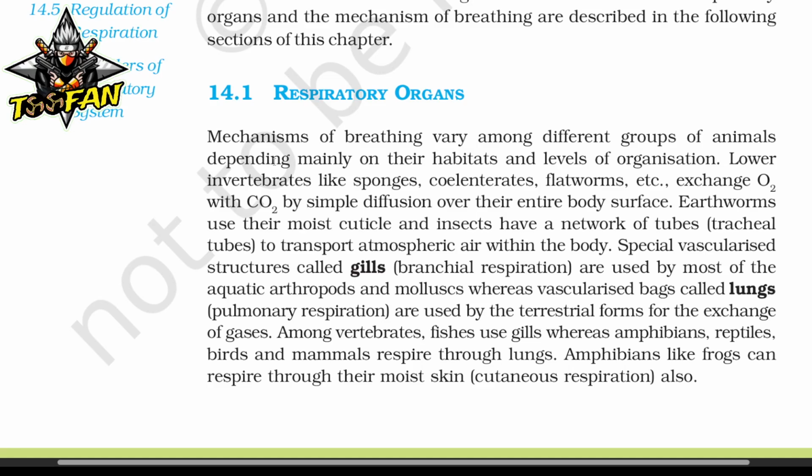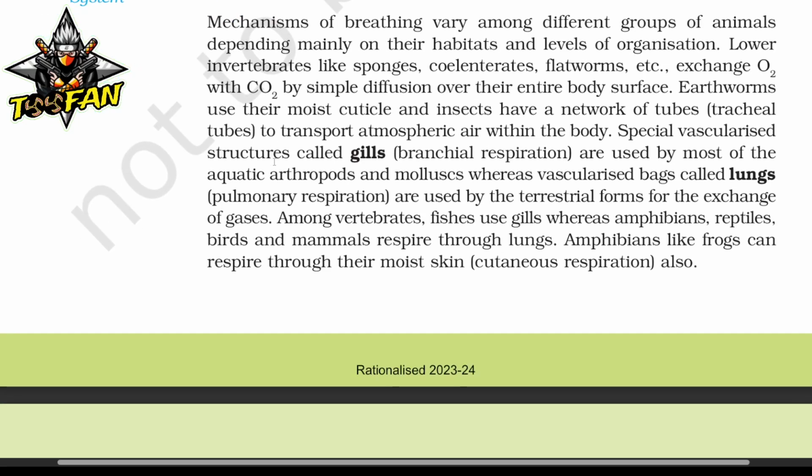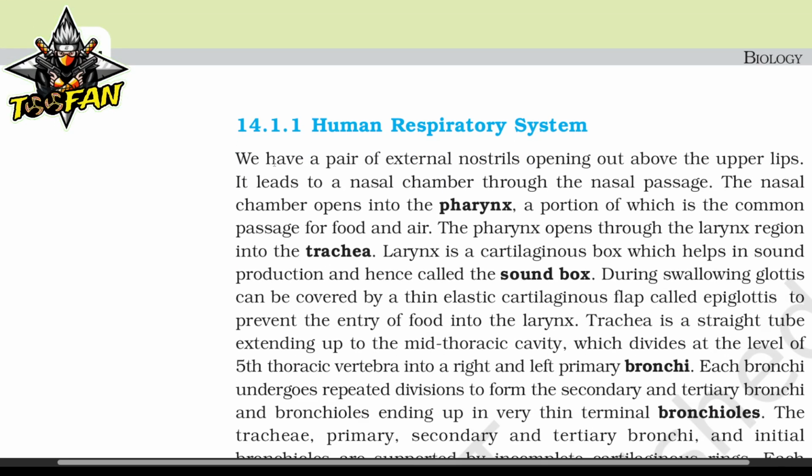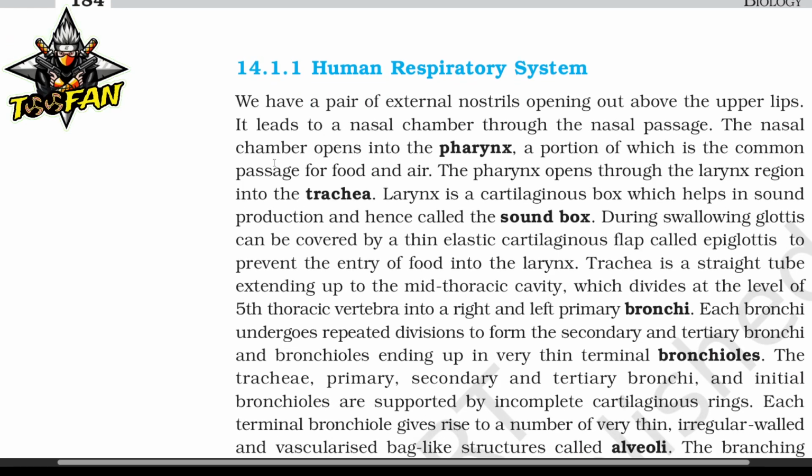Among vertebrates, fishes use gills, whereas amphibians, reptiles, birds, and mammals respire through lungs. Amphibians like frogs can respire through their moist skin, cutaneous respiration, also. Human respiratory system. We have a pair of external nostrils opening out above the upper lips. It leads to the nasal chamber through the nasal passage.